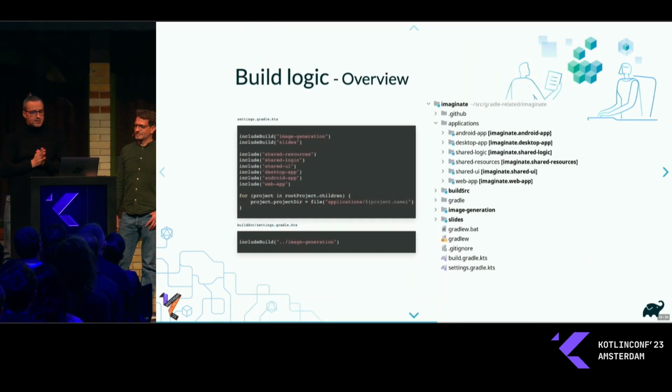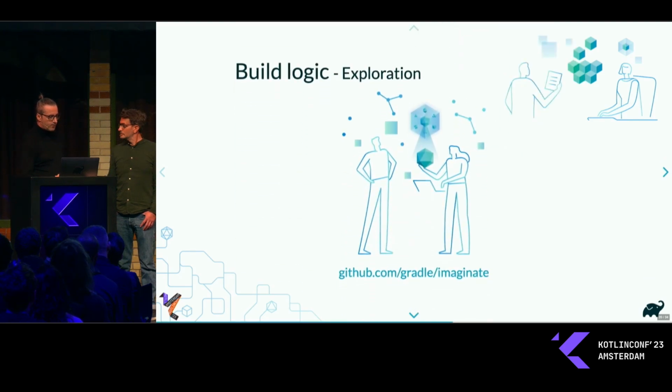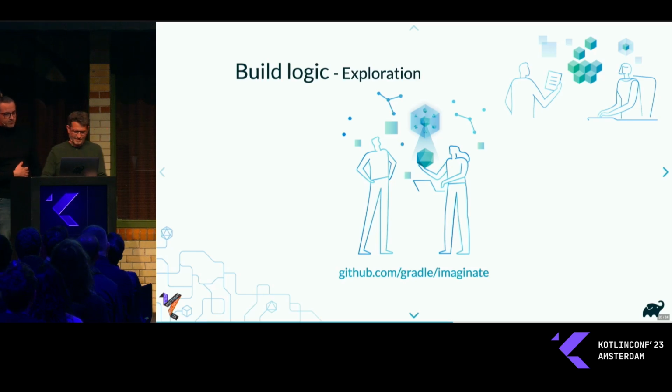So the way this works in Gradle terms is that in the settings file, we basically include the builds that we need and set up the different projects. So this is the main build, the application build, and we include the build for image generation, we include the build for slides, and then in BuildSrc, where we keep the build logic, we also include the build for image generation. And you can see on the right the whole structure of the build. So I guess we go explore a bit more. Yeah, let's dive.